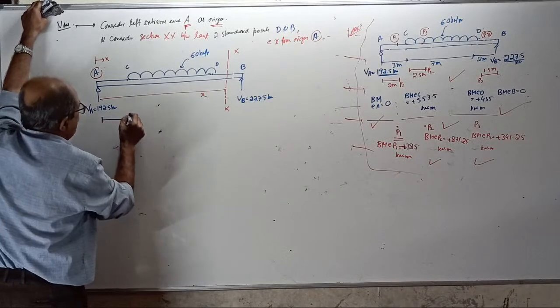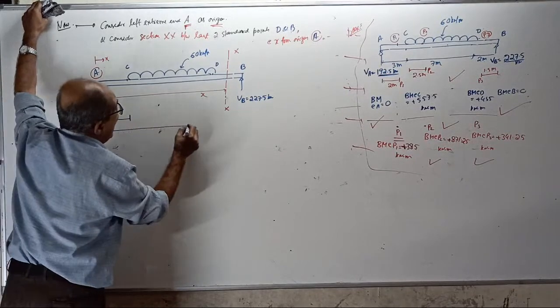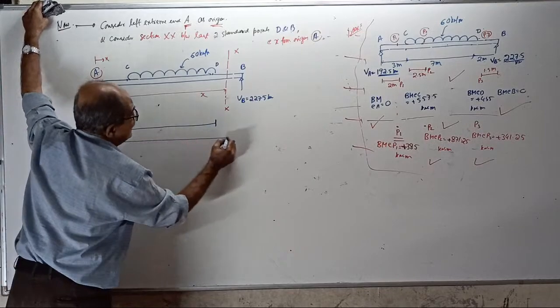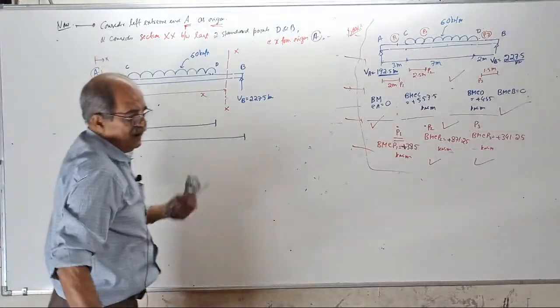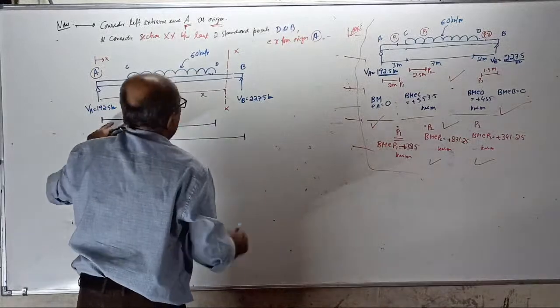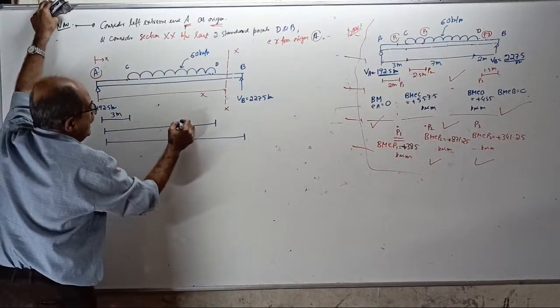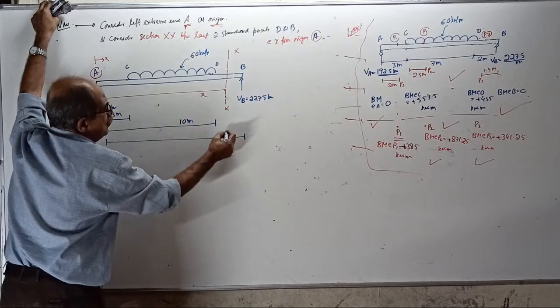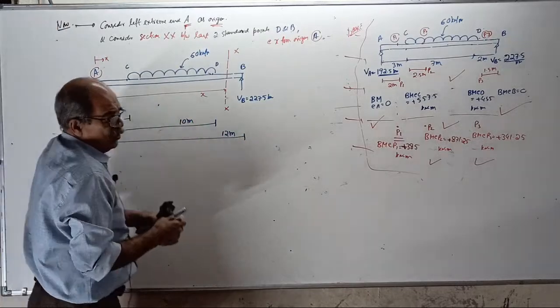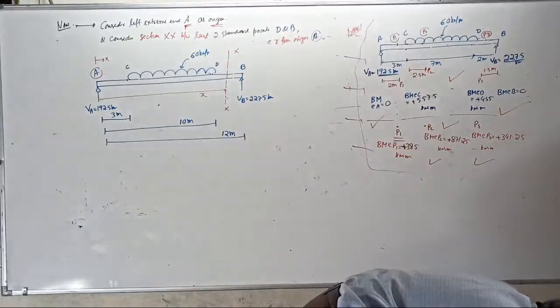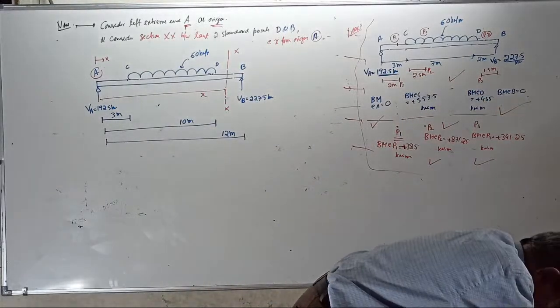Now you follow Macaulays method. Tell fast distances. First, tell the distances I have to consider. First, see the problem and tell me. This is 3 meter, this is 10 meter, this is 12 meter. Tell yes or no. I want answer, yes or no. 3, 10 and 12. Tell me yes or no.